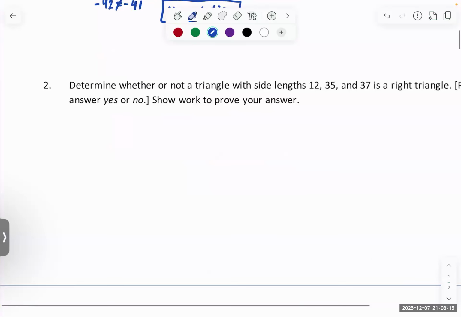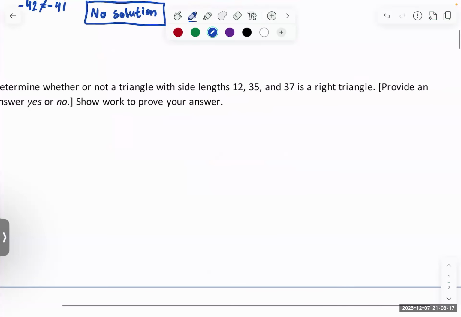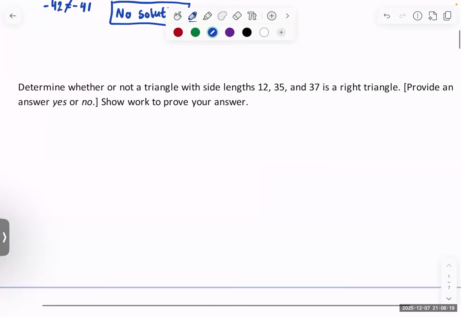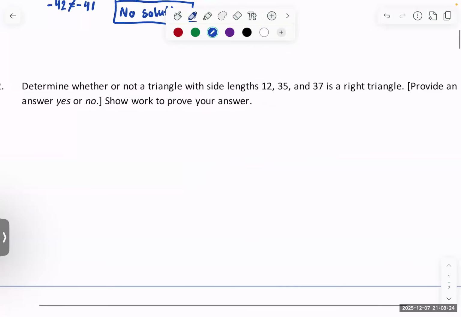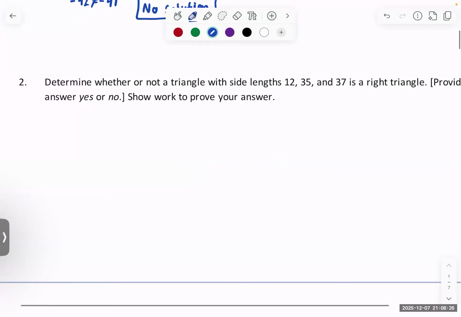Okay, determine whether or not a triangle with side lengths 12, 35, and 37 is a right triangle. Provide an answer, yes or no. Show work to prove your answer. So from here, you need to use the Pythagorean theorem. So a squared plus b squared has to equal c squared. And in this case, we need to make sure that 12 squared plus 35 squared does indeed equal 37 squared.